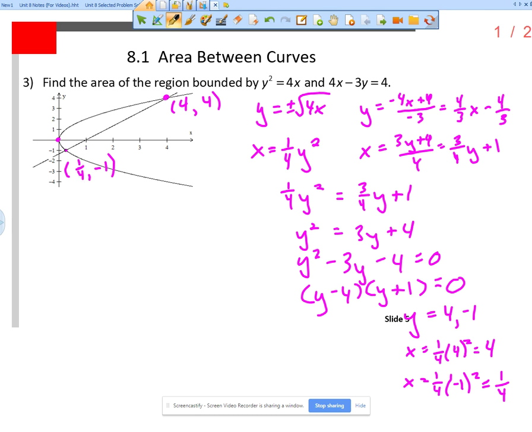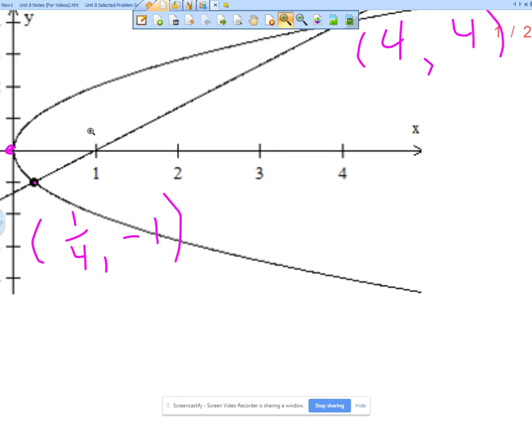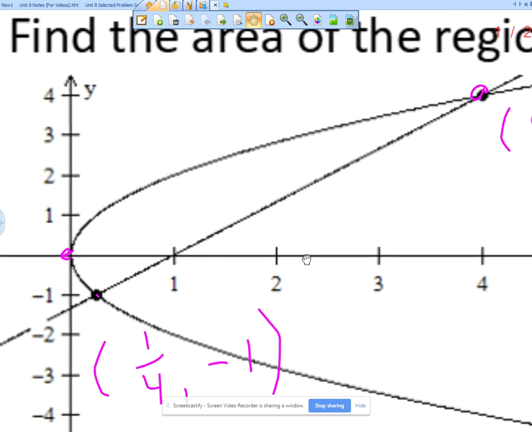Now I want to think about this region. You can see the region here, but I'm actually going to zoom in on it so it's much more clear when I'm drawing my picture. All right, so let's take a look at this region.